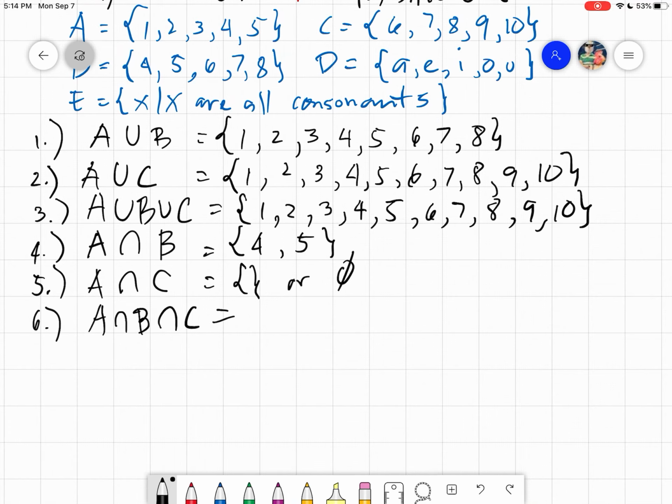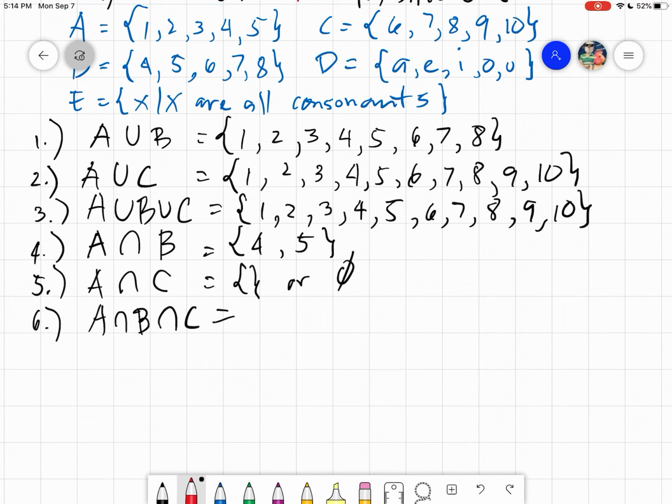Now when it comes to intersection, you are actually looking for the common elements between them. Or you can actually do it like this. I will look for the similar elements between A and B. And then after that, I will list it down and I will look for the similar elements with C. Or you can just think of it like this: what are the elements that are common for every set? So let's try to check.